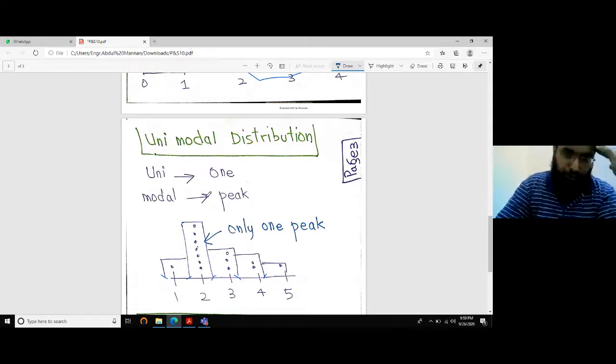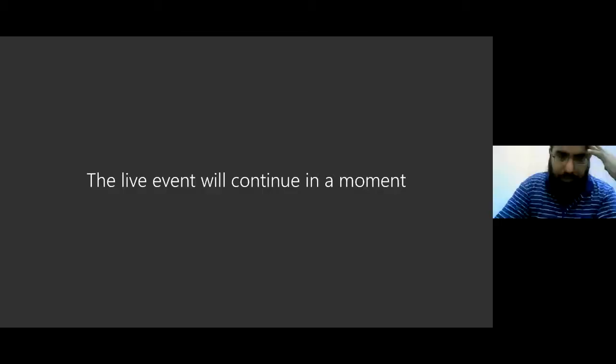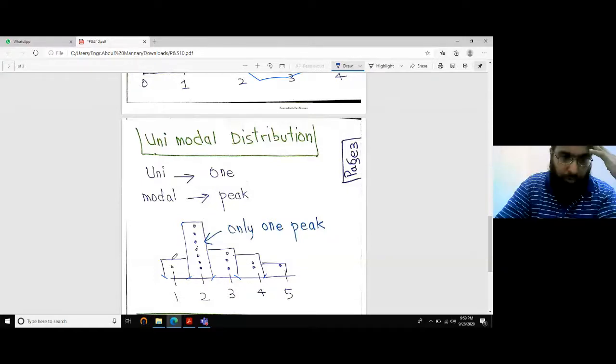Uni means one, modal means peak. So there is only one peak in your data. We plot it and we see only one large bin, and all the remaining bins aren't that large. We call it unimodal. Modal means peak, uni means one. So there is only one peak.